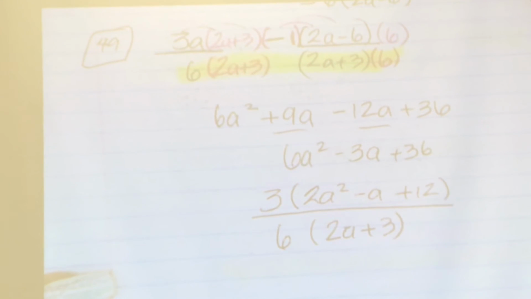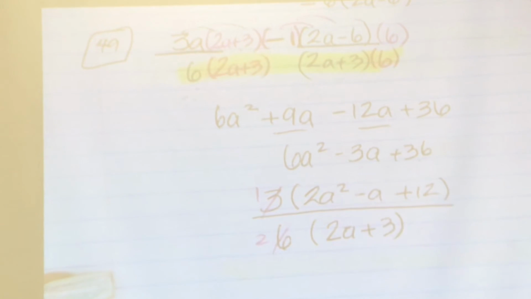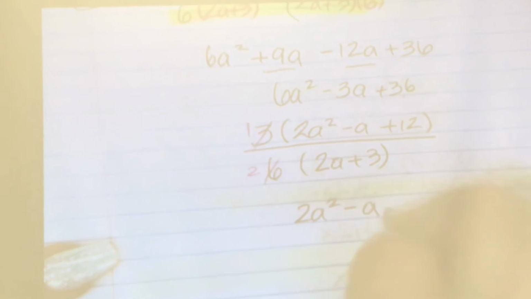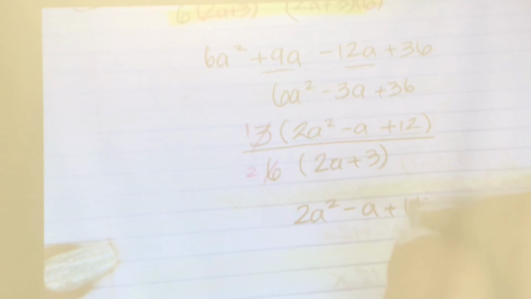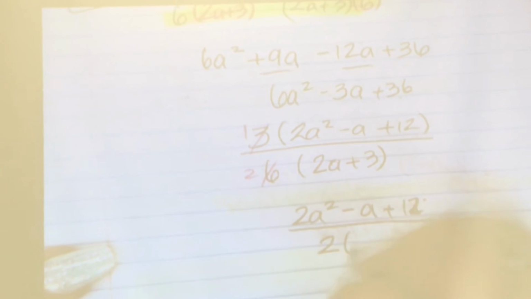Do you see what I see? Can you cancel? What can you reduce? The 3 and the 6, right? What does 3 over 6 reduce to? 1/2, right? So my final answer is 2a squared minus a plus 12 over 2 times 2a plus 3.